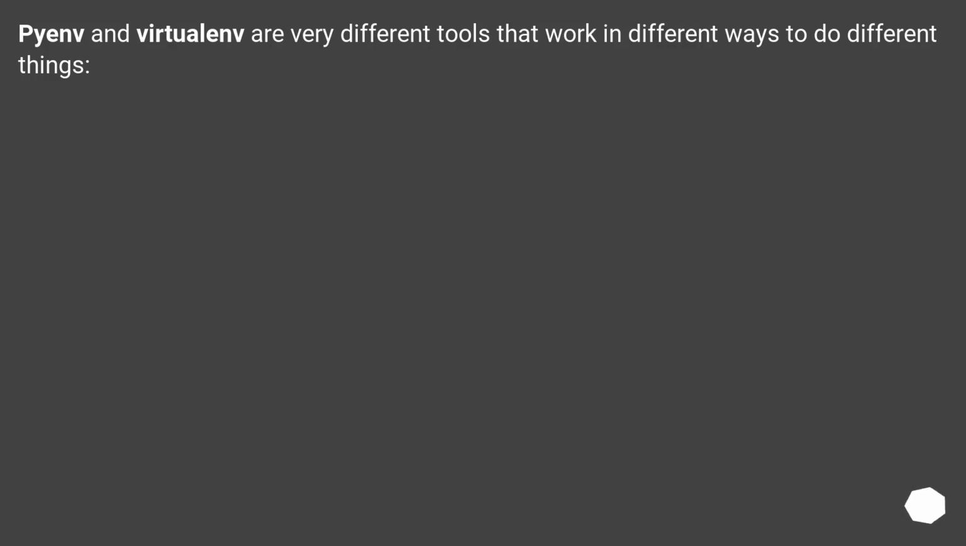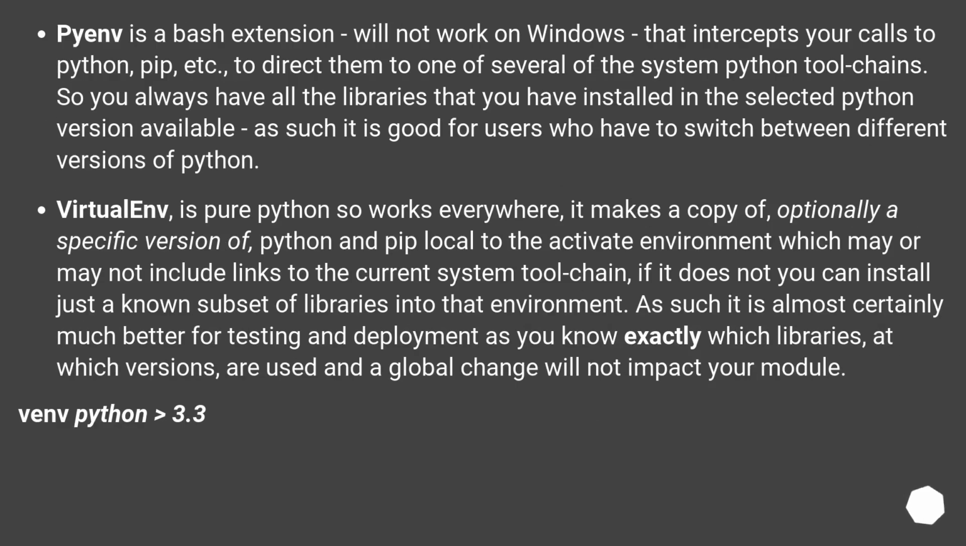pyenv and virtualenv are very different tools that work in different ways to do different things. pyenv is a bash extension, will not work on Windows, that intercepts your calls to Python, pip, etc., to direct them to one of several of the system Python toolchains. So you always have all the libraries that you have installed in the selected Python version available. As such, it is good for users who have to switch between different versions of Python.